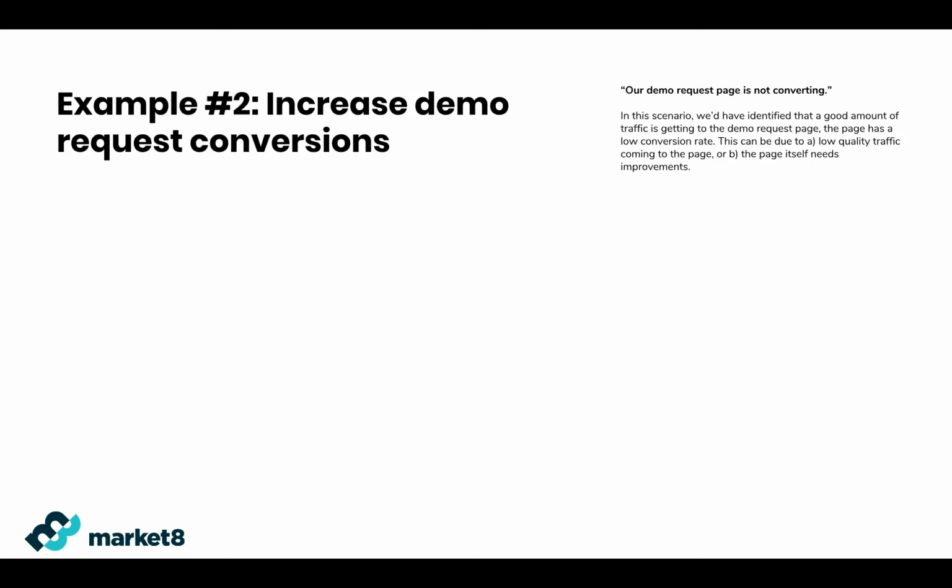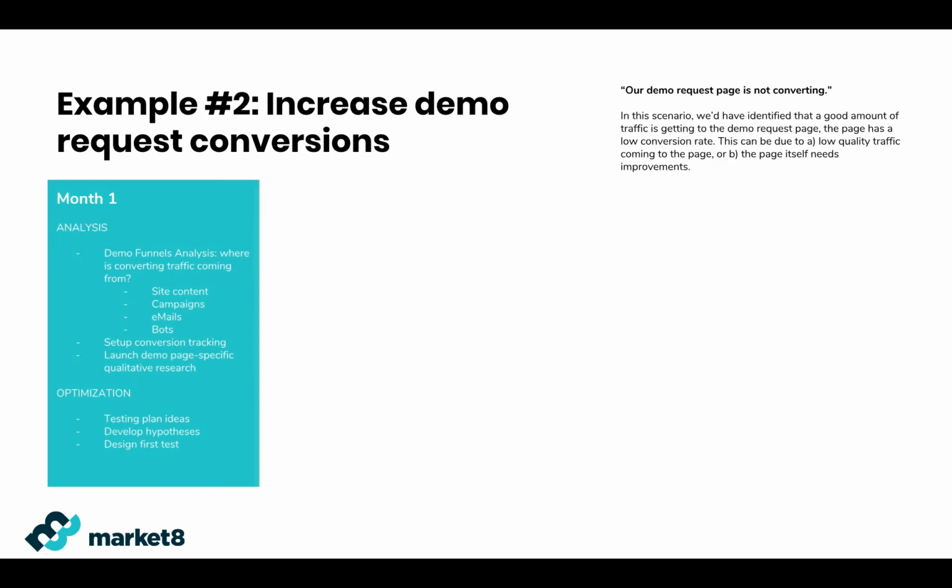Case 2, let's say we want to increase demo request conversions. Well, the use case here: our demo request page is not converting. In this scenario, we have probably identified that a good amount of traffic is already getting to the demo request page, but it has a very low conversion rate. This can be due to low quality traffic coming to the page, or the page itself needs improvement. So we have to find out what the problem is first.